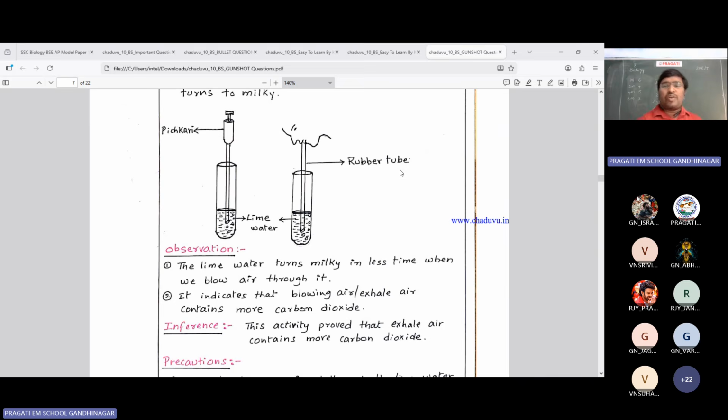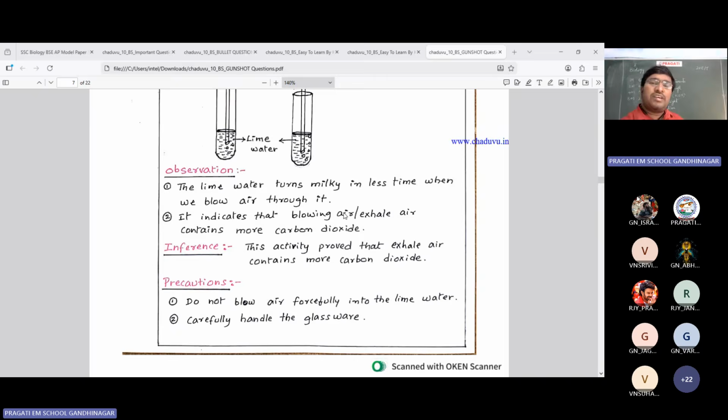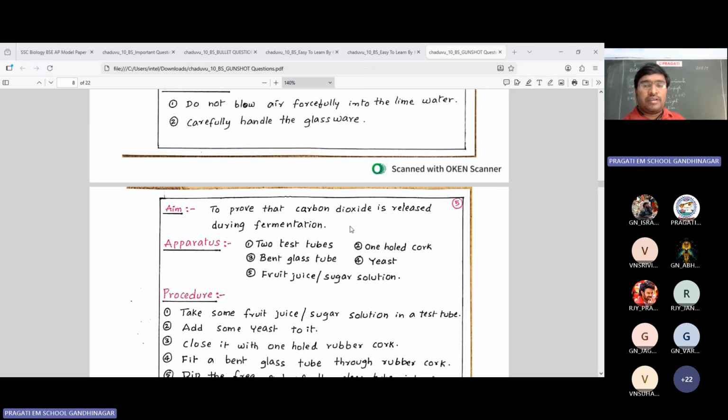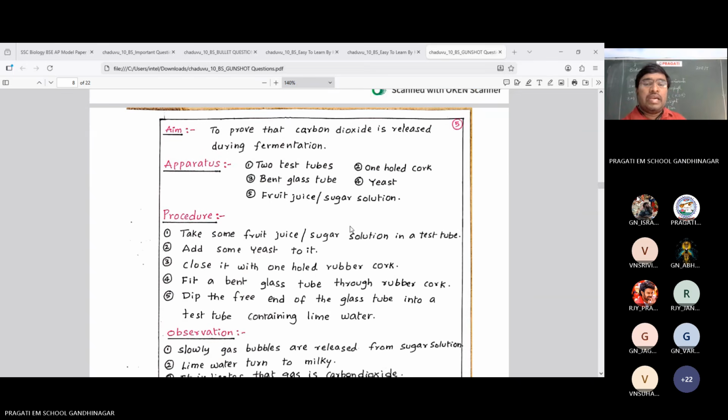Okay, so whenever carbon dioxide is there, the lime water turns milky. Okay, children. So, what are the precautions for this experiment, children? Do not blow air forcefully into the lime water. Okay, and here also we are using glassware, so handling the glassware carefully is one of the precautions. Okay, next. The fermentation experiment.